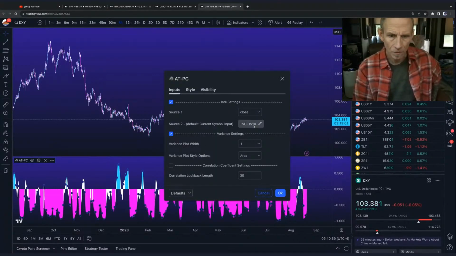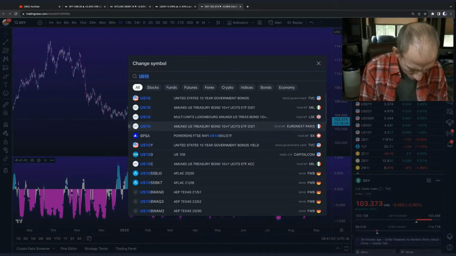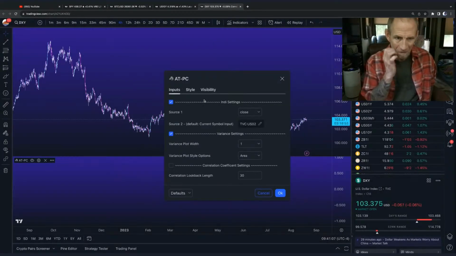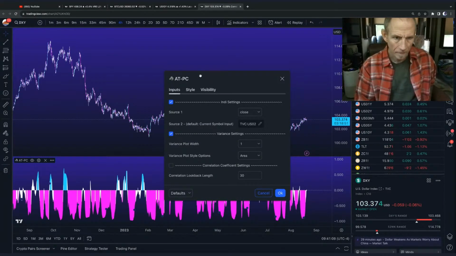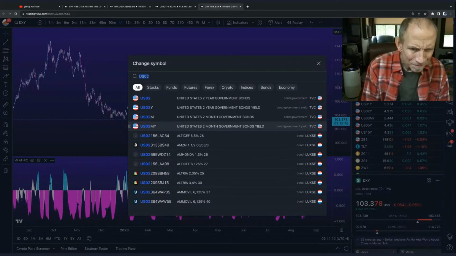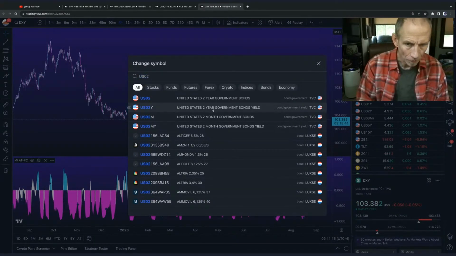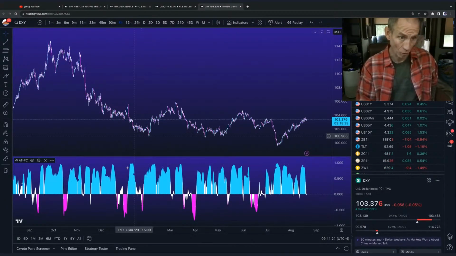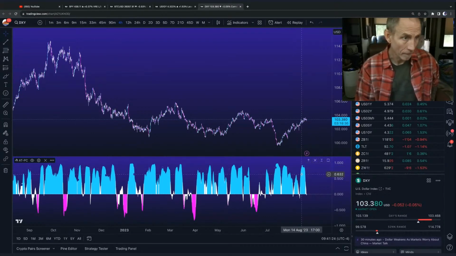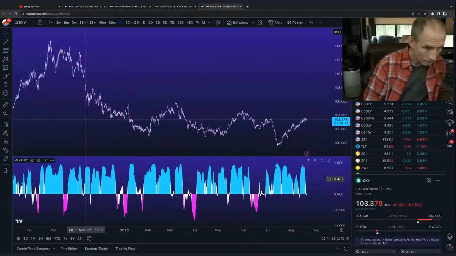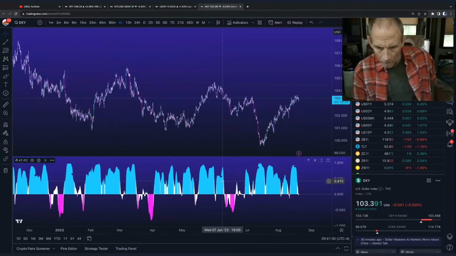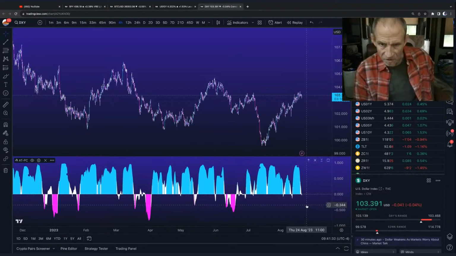Let's go to the 2. Oh, wait. There we go. Yield. Boom. Yeah, yield's positively correlated. There we go. Get on the right data set, right? Losing correlation as we speak.